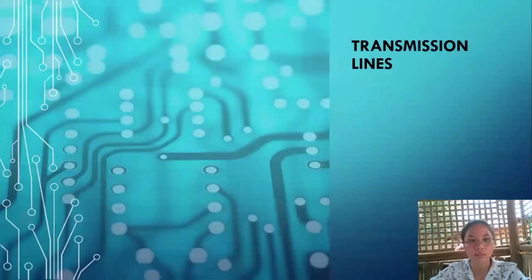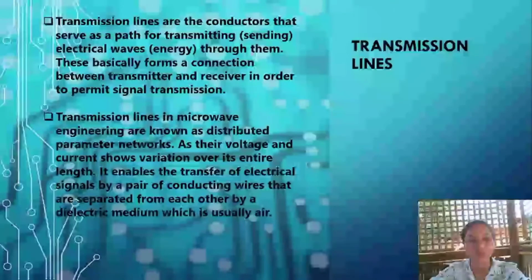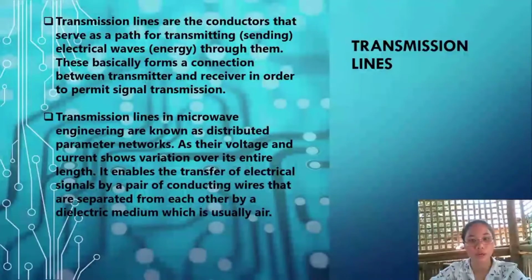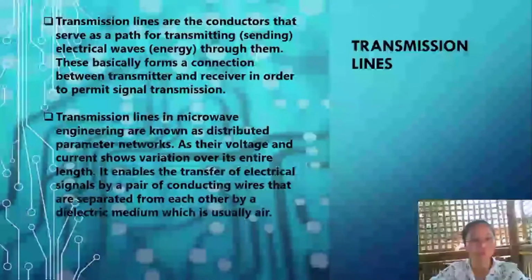So let's get started. First, what are transmission lines? Transmission lines are the conductors that serve as a path for transmitting or sending electrical waves or energy through them. This basically forms a connection between transmitter and receiver in order to permit signal transmission.